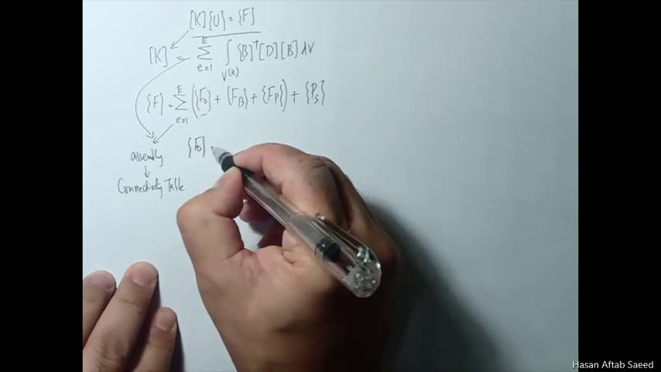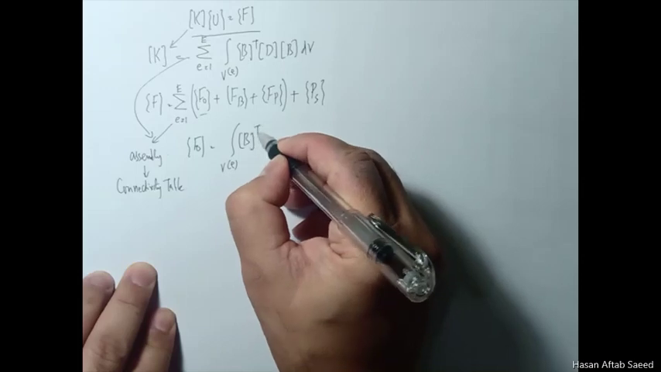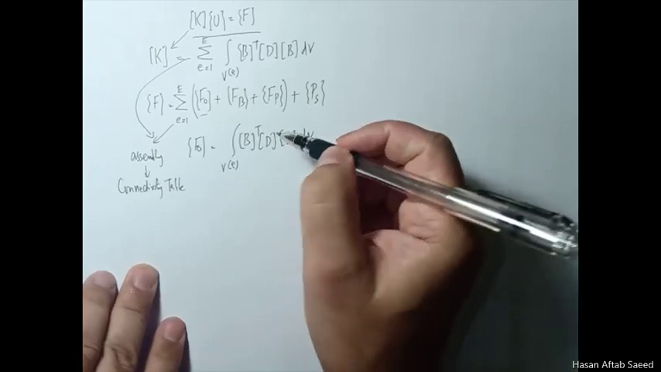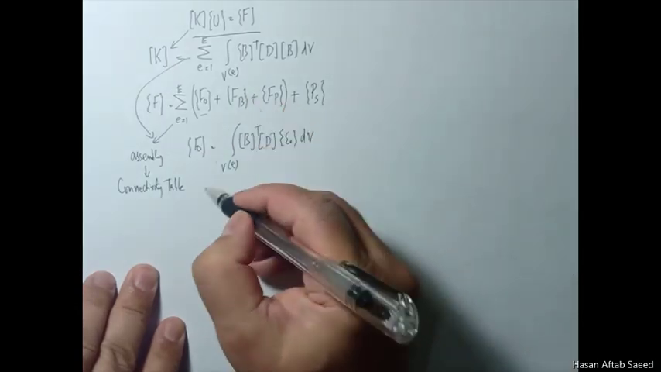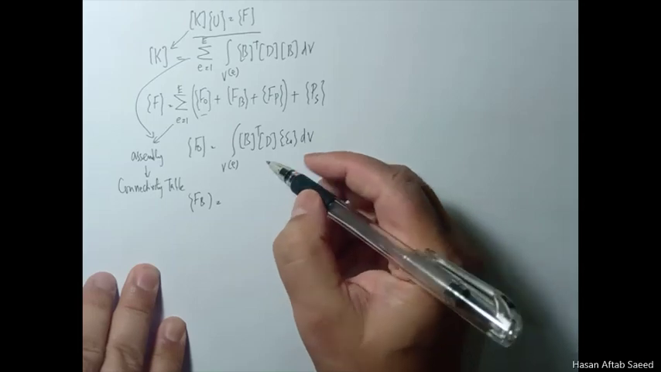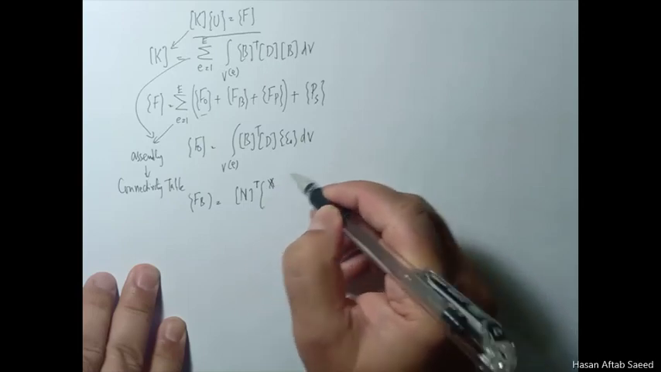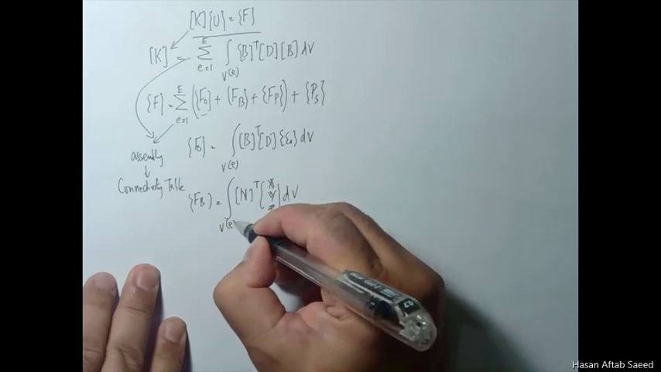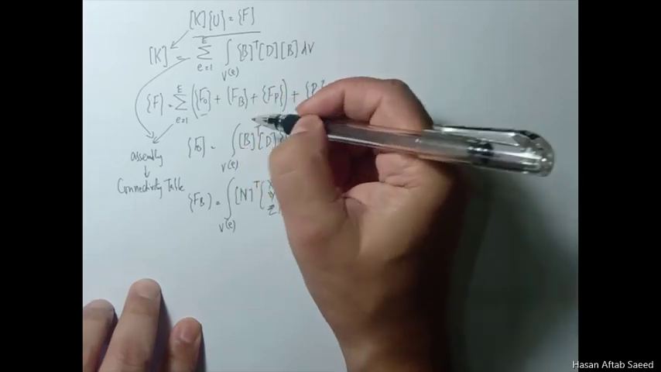This F naught came out to be again a volume integral. So we are talking about the element level integration. You do this, and then the body force vector was again a volume integral. So you do this integration for each element.